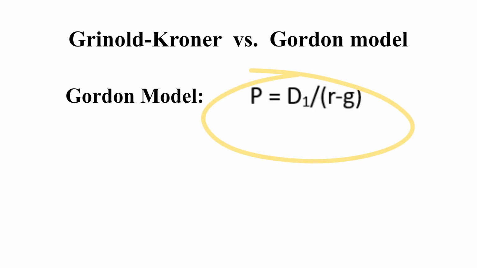Now, let's compare the Grinold Kroner model to another model that we know very well, the Gordon Constant Growth Model. In Gordon's Constant Growth Model, the current fair price of a stock is a function of the dividend in the next period, the equity return R, and the constant growth rate G. If we rearrange the equation of Gordon's model, we see that the return of the equity R is the dividend yield in the next period plus the constant growth rate G.